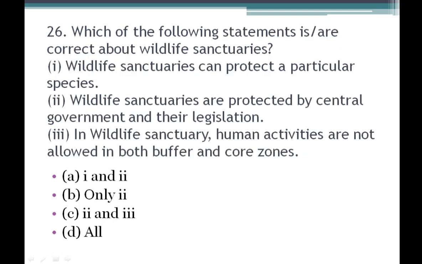Question number 26. Which of the following statements is or are correct about wildlife sanctuaries? Number 1. Wildlife sanctuaries can protect a particular species. Number 2. Wildlife sanctuaries are protected by central government and their legislation. Number 3. In wildlife sanctuary, human activities are not allowed in both buffer and core zones. So the correct option is option A, that is 1 and 2 only.